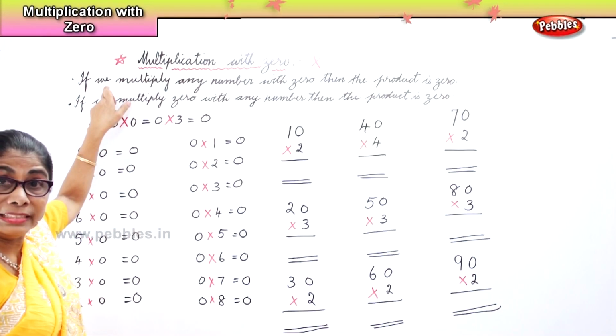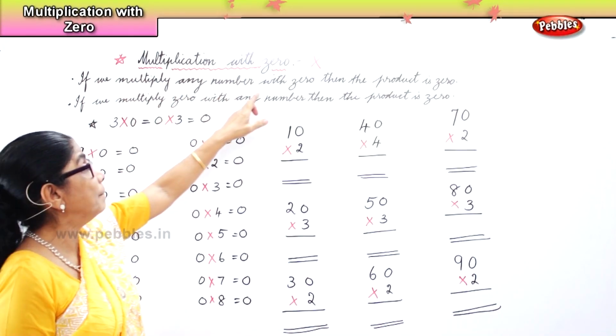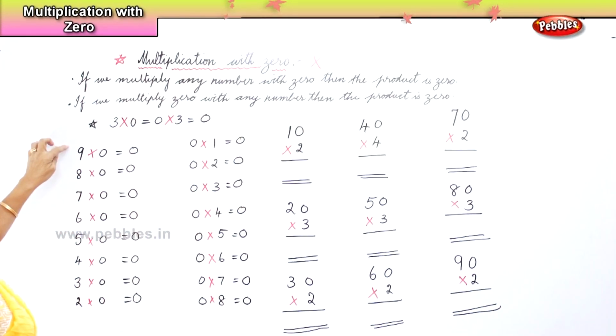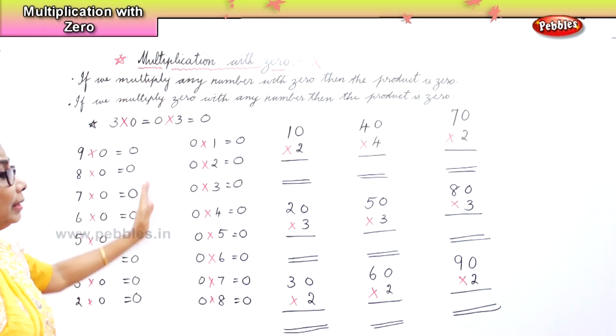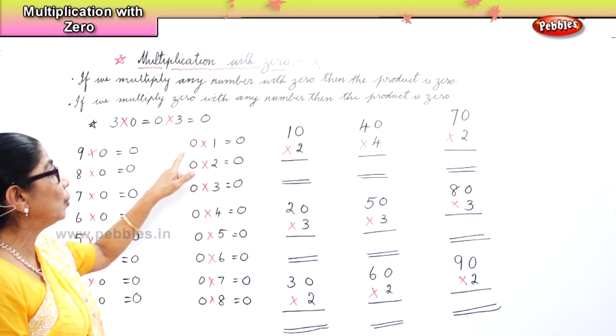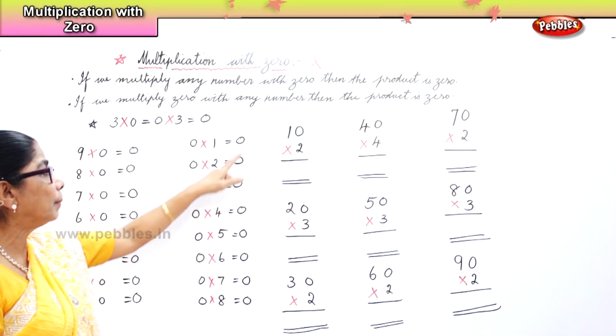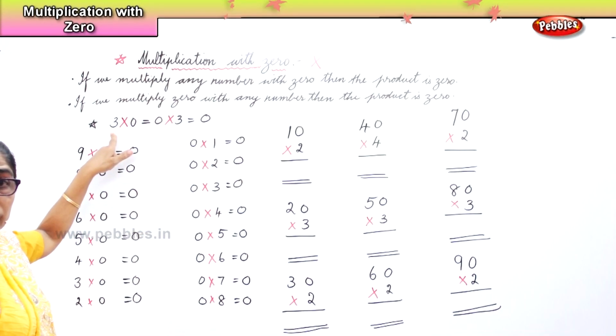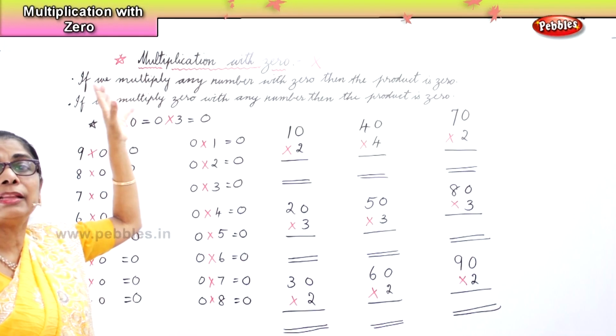If we multiply any number with 0, then the product is 0. Any number with 0, 2, 3, 4, 5, 6, 7, 8, any number with 0, the product is 0. The second we have is, if we multiply 0 with any number, the product is 0. Okay? Now, 3 into 0 is equal to 0 into 3, the product is 0.